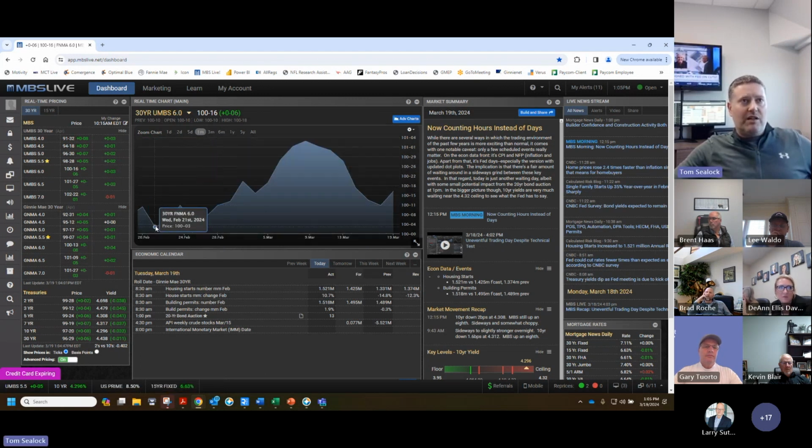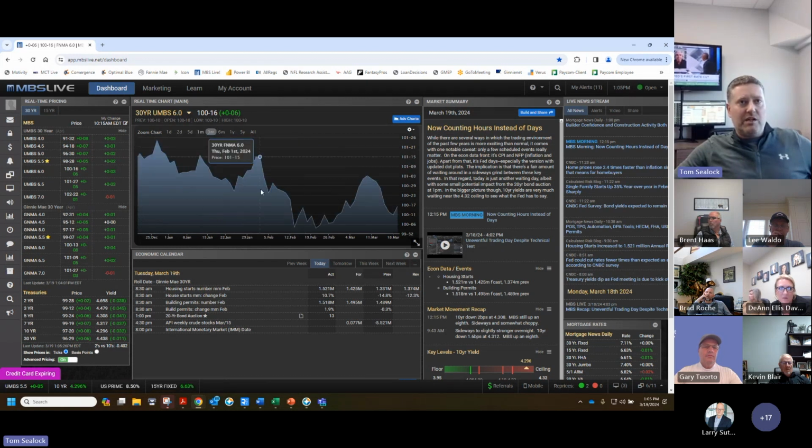But if I back it up to last month, you can see we rallied pretty well through February and March. And if I back it up even further, you can see we were deteriorating in price. So mortgage rates were getting worse all the way through the 13th of February, and then you can see it bounced a little bit.